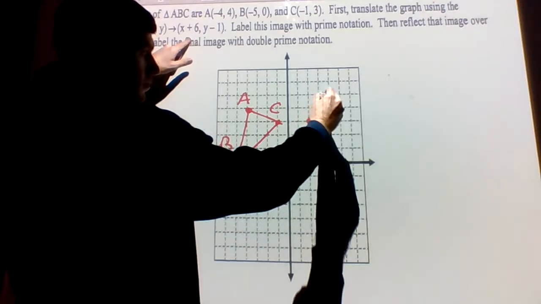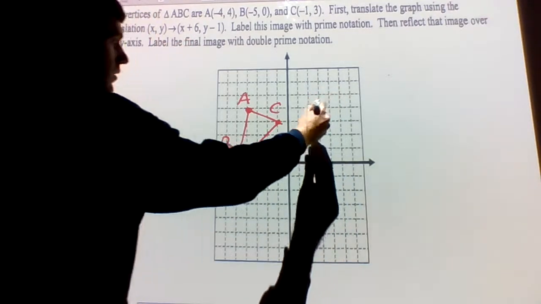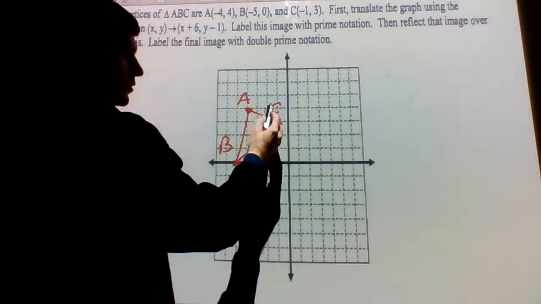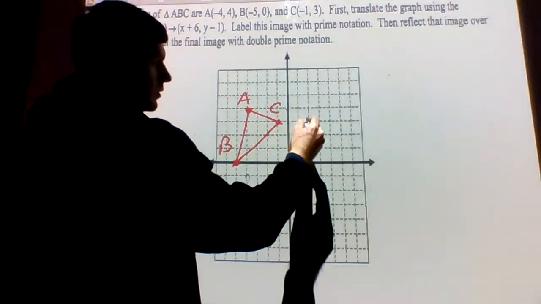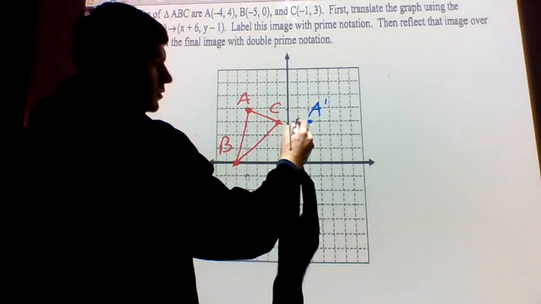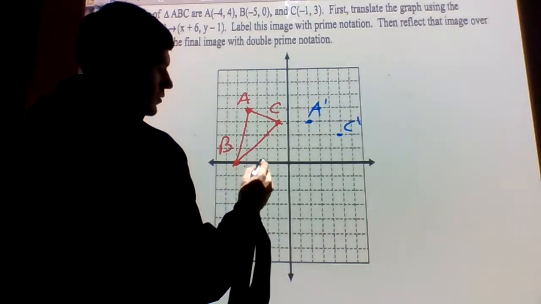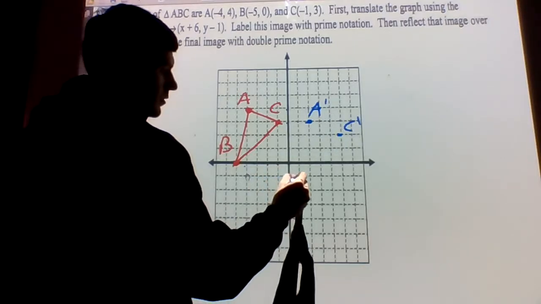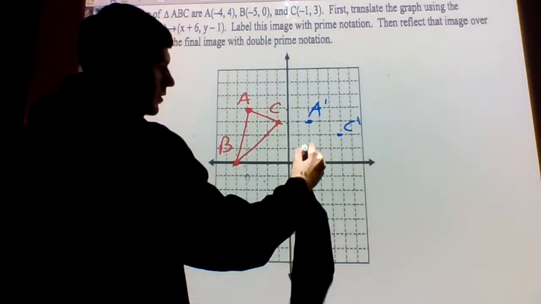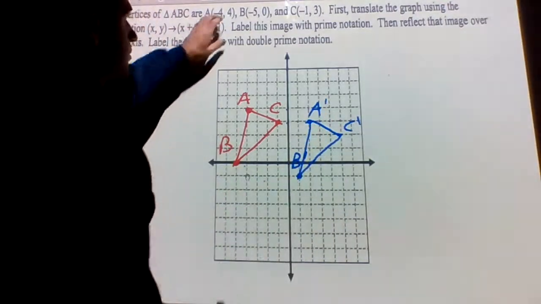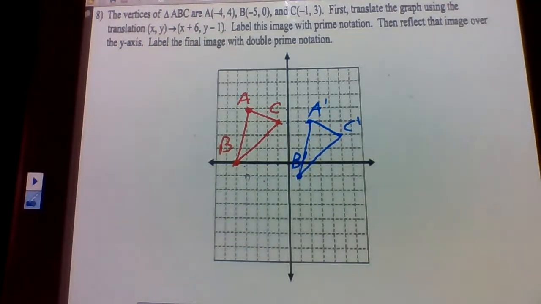There's A prime. Let's use a different color. 1, 2, 3, 4, 5, 6, and 1 down is A prime. 1, 2, 3, 4, 5, 6, and 1 down is C prime. 1, 2, 3, 4, 5, 6, and 1 down is B prime. We could have also substituted those into our rule, whichever way you find easier.